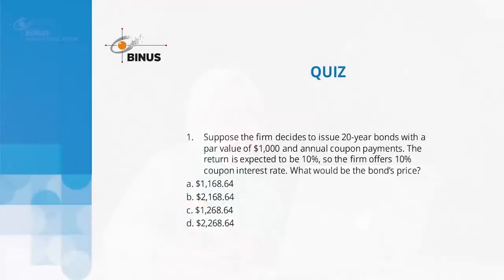The quiz for today's session: suppose the firm decides to issue 20-year bonds with a par value of $1,000 and annual coupon payments. The return is expected to be 10%, so the firm offers a 10% coupon interest rate. What would be the bond's price? A. $1,168.64, B. $2,168.64, C. $1,268.64, and D. $2,268.64.